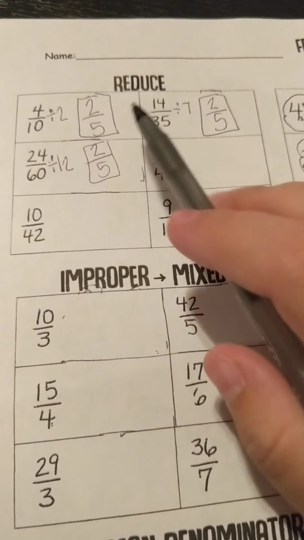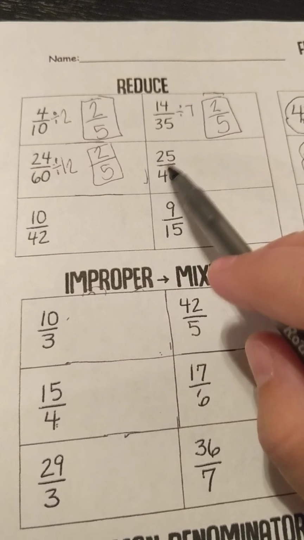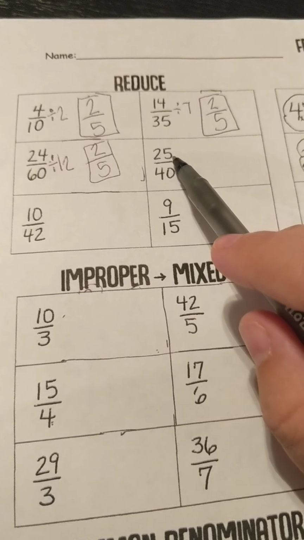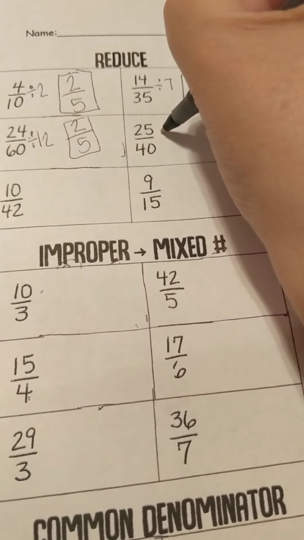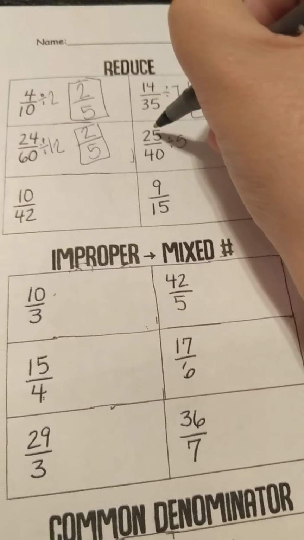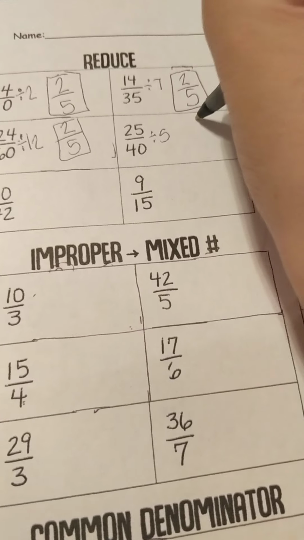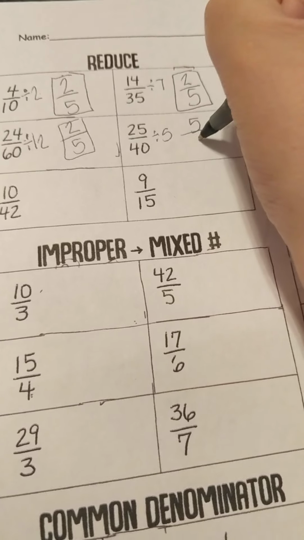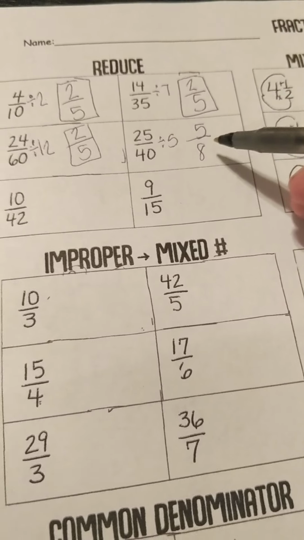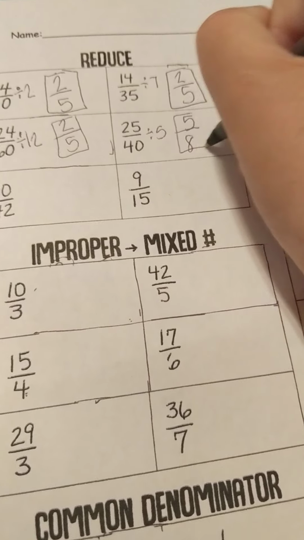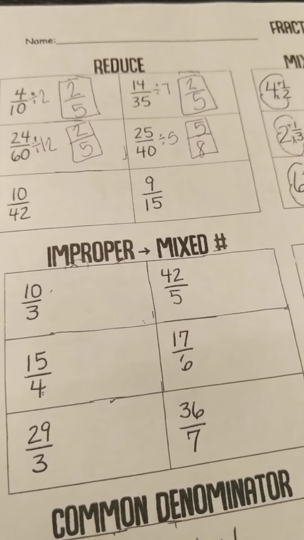Okay, so let's look at one that's not going to be 2/5, because these are not all 2/5. Anything that ends in a 5 or a 0 is going to be divisible by 5. So 25 divided by 5 is 5. 40 divided by 5 is 8. And then we ask ourselves, is there something that can go into 5 and 8? And there's not, so that's going to be our answer. So I want you to do these last two by yourself.